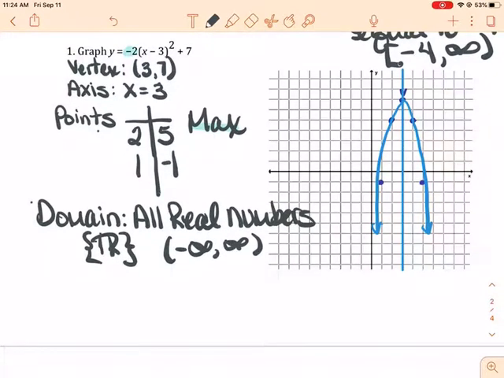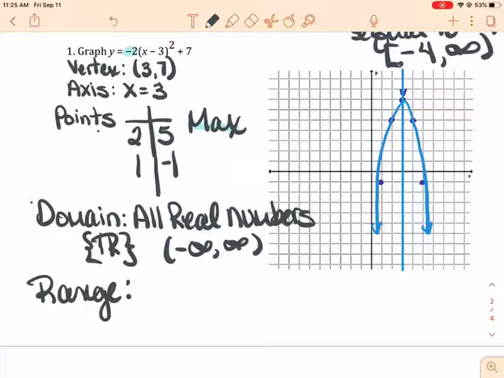Okay, let's talk about range. In fact, before we get to talk about range, we should see that this is the theme for domain. For every single parabola, the domain is always all real numbers. That's never going to change. Range, though, is based on where your max or min is.